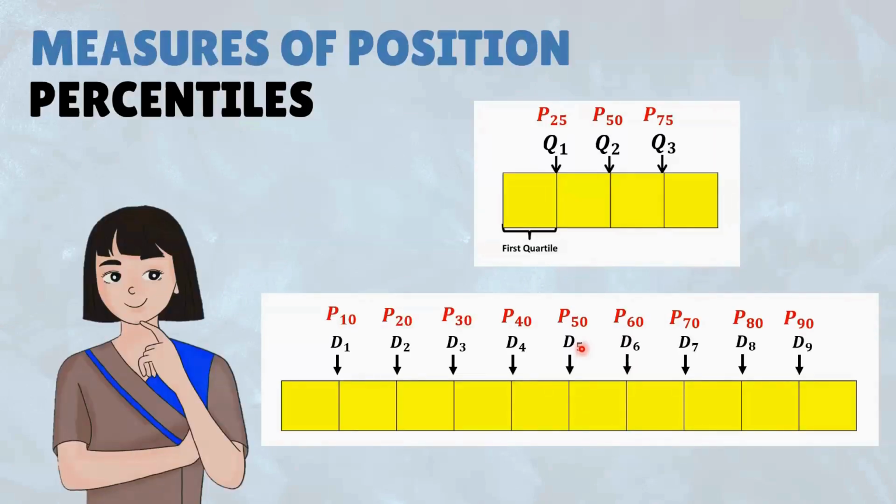Also bear in mind that quartile 2, percentile 50, and decile 5 are all equivalent or of equal value, and they are considered as the middle score of every dataset.